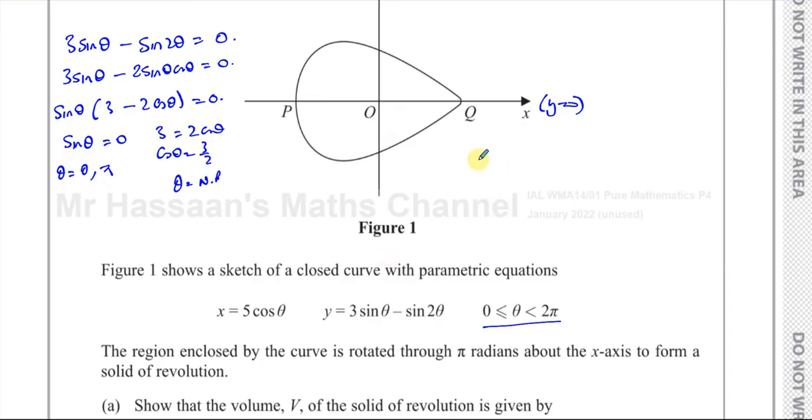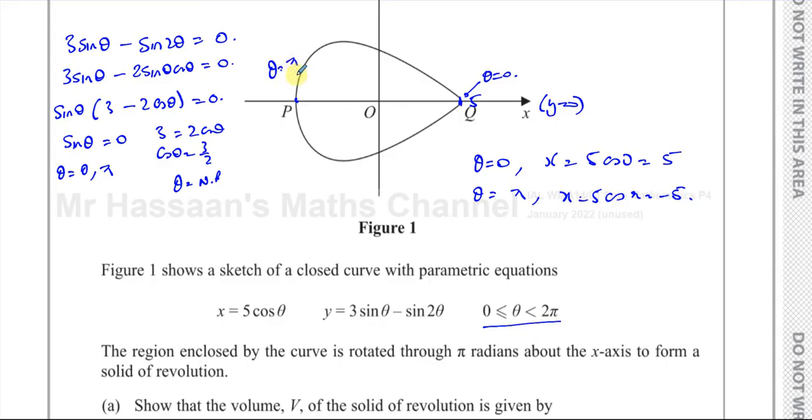Well, when theta equals 0, x equals 5 times cosine of 0. Cosine of 0 is 1, so that's 5. So this is where theta equals 0, x equals 5. And when theta is equal to pi, x is 5 times cosine of pi, and the cosine of pi is minus 1, so that's minus 5. So theta equal to pi is where x equals minus 5.